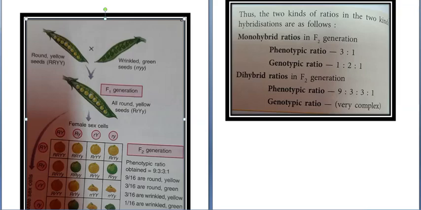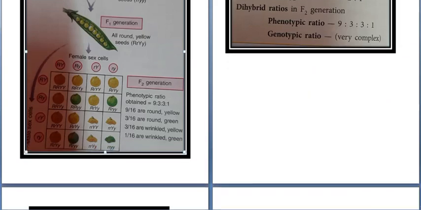There are two kinds of ratio in the two kinds of hybridization. In monohybrid ratio, in F2 generation, phenotypic ratio is 3:1, genotypic ratio is 1:2:1. In dihybrid ratio, in F2 generation, phenotypic ratio is 9:3:3:1, and genotypic ratio is too complex. No need for you to learn. It has never been asked in the ICSE exam. And in case it is asked, you can make a Punnett square like this and count for yourself. Alright, no need to remember it. You will definitely make a mistake if you try to learn it by heart. But till date, it has never been asked in the exam.